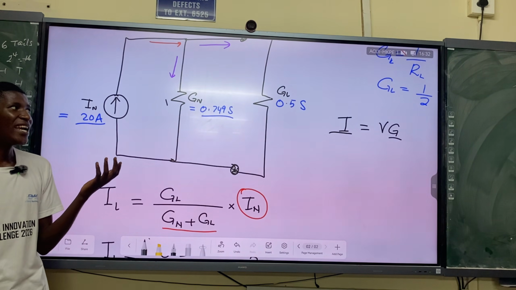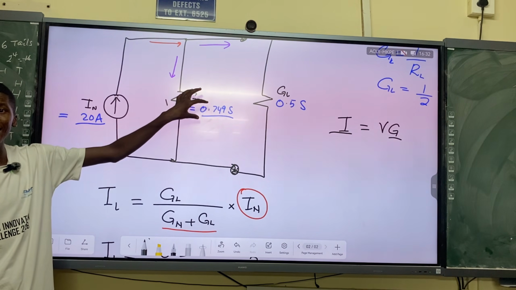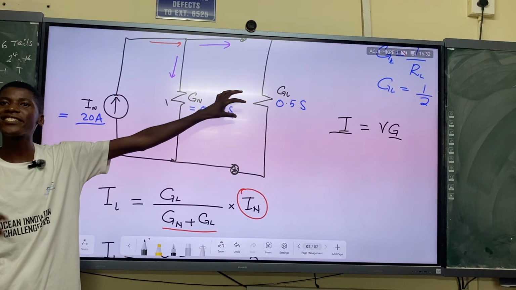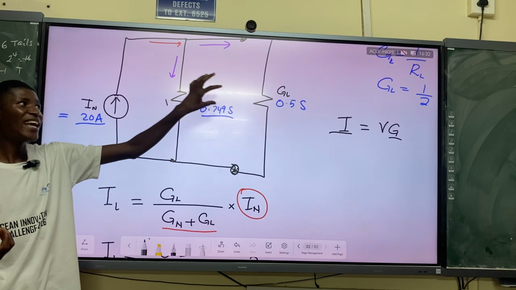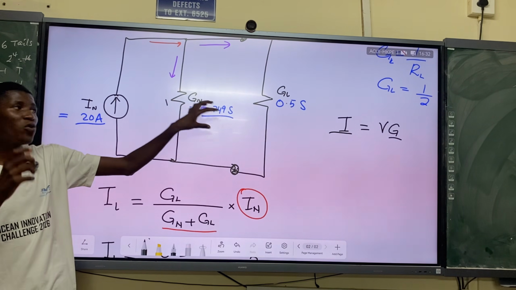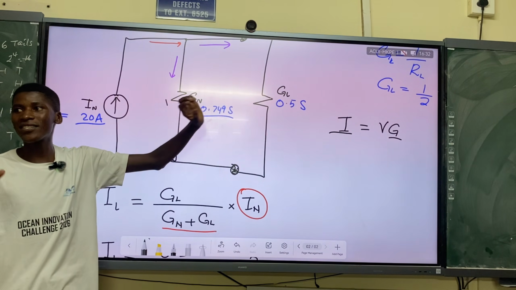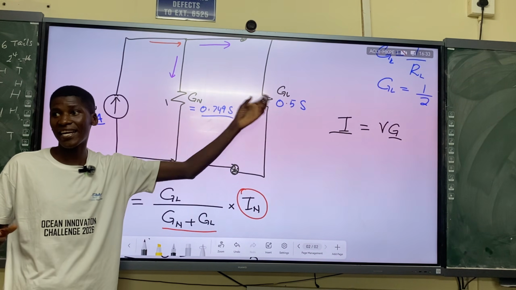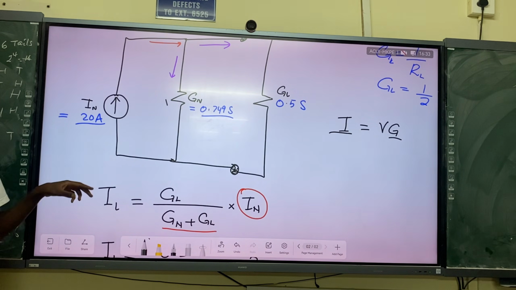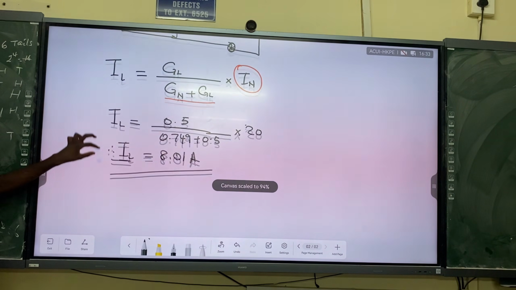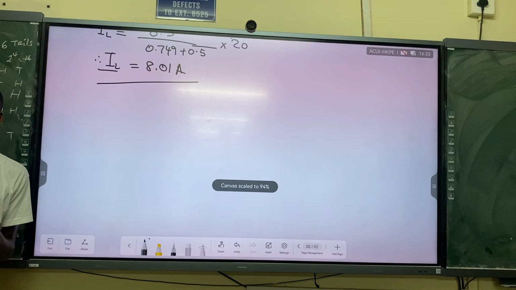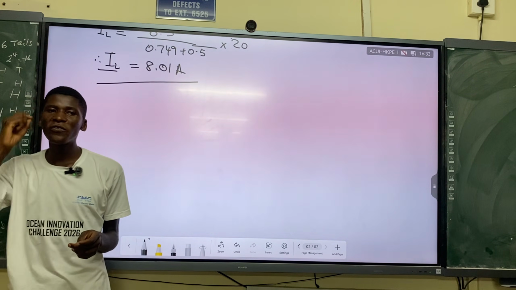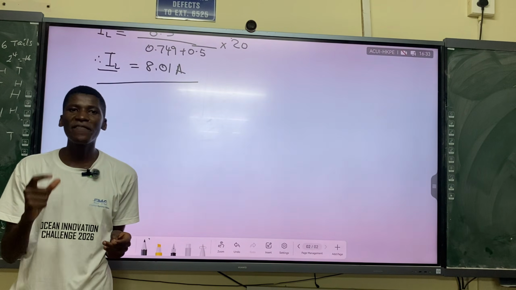This one has a small resistance and that one has a large resistance. But when we discuss it in terms of conductance, this one has a large conductance and that one has a small conductance. Since current and conductance are directly proportional, there is more current here and less current there. We discuss it in terms of conductances, but equivalently in terms of resistances it makes the same idea. This teaches us about Norton's and Thevenin's.